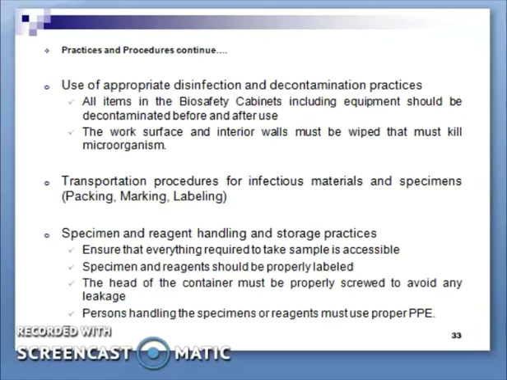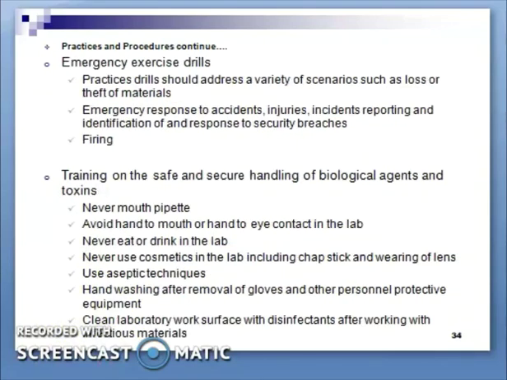Specimen and reagent handling and storage practices ensure that everything required to take a sample is accessible. Specimens and reagents should be properly labeled. The cap of the container must be properly screwed to avoid any leakage. Persons handling the specimens or reagents must use proper personal protective equipment. Emergency exercise drills, similarly training on the safe and secure handling of biological agents and toxins.